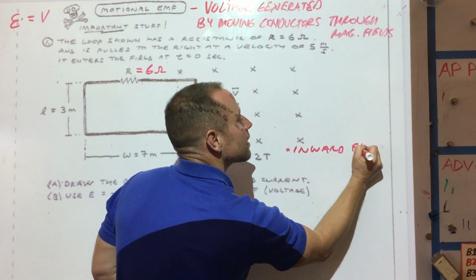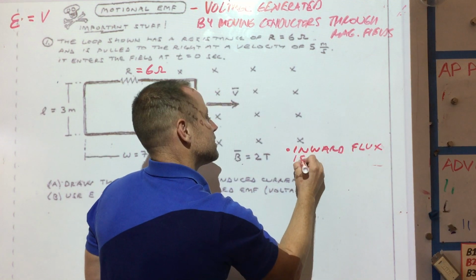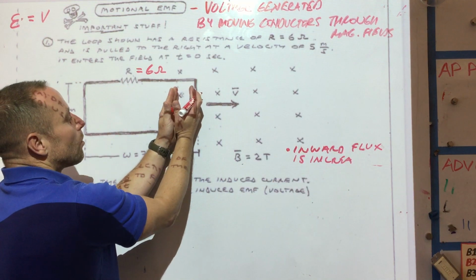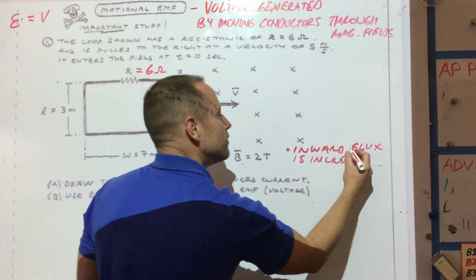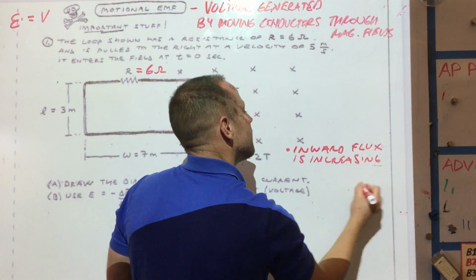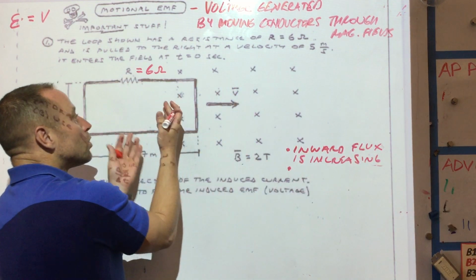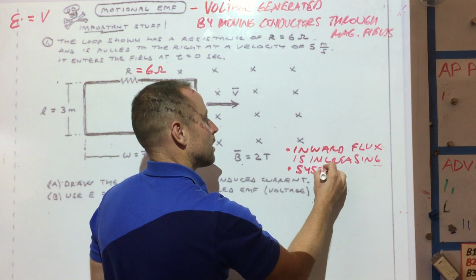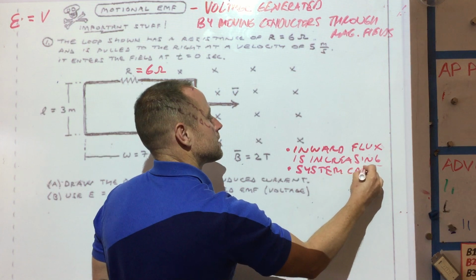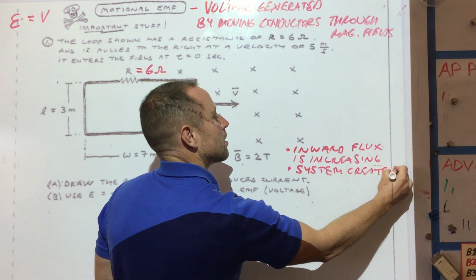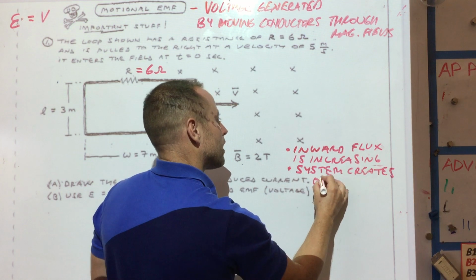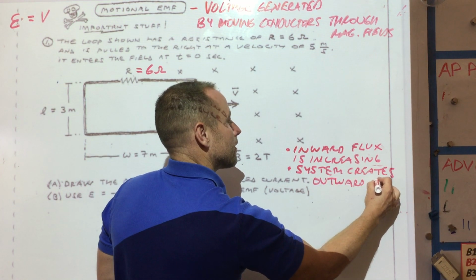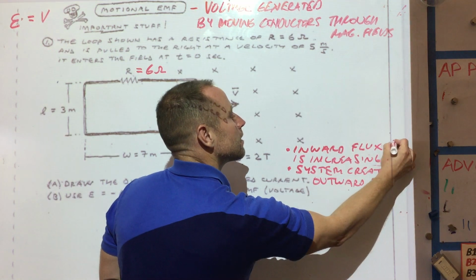Okay, so one way to see what's happening here is we can say the inward flux is increasing. Let's spell flux correctly. F-L-U-X is increasing. Now why is it increasing? Because we're capturing more and more field with this thing as it moves in. So the inward flux is increasing. And so what's going to happen then is the system will want to create its own outward flux to compensate. So the system creates outward flux to compensate. There's our symbol for flux.